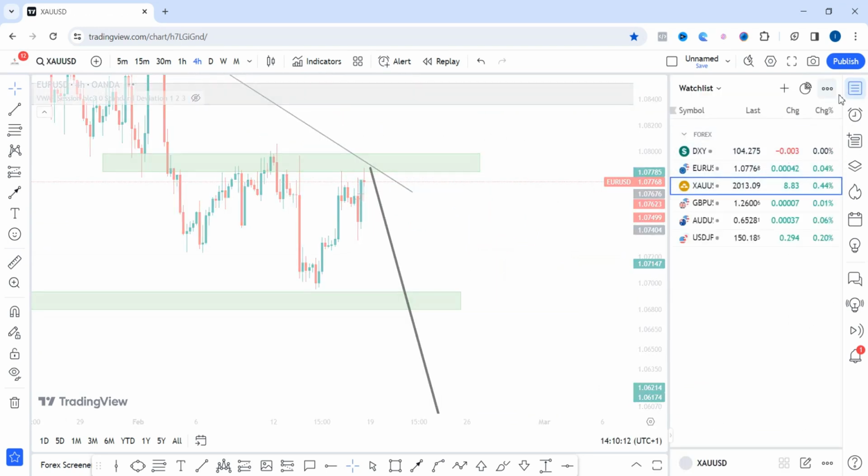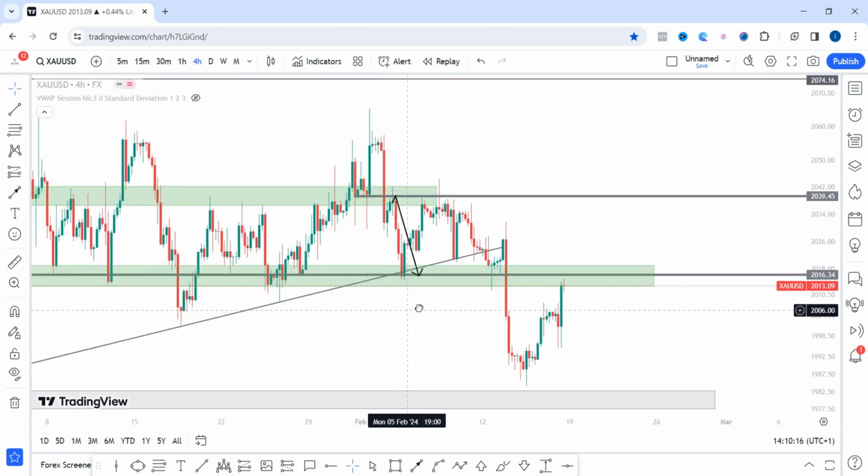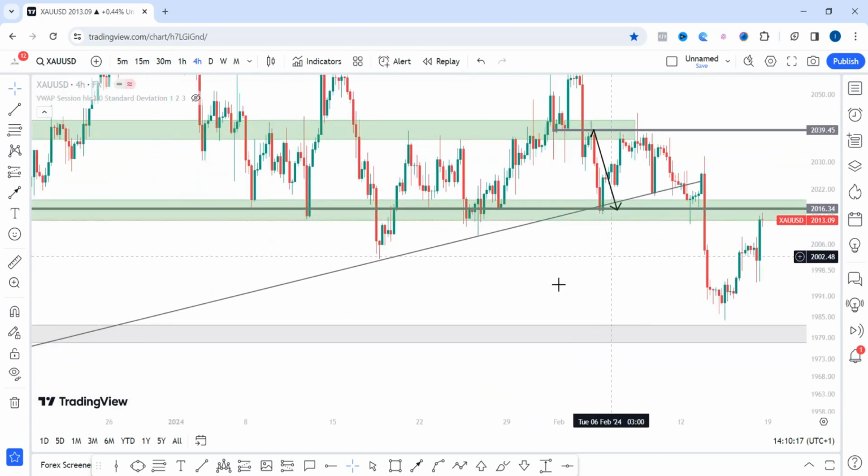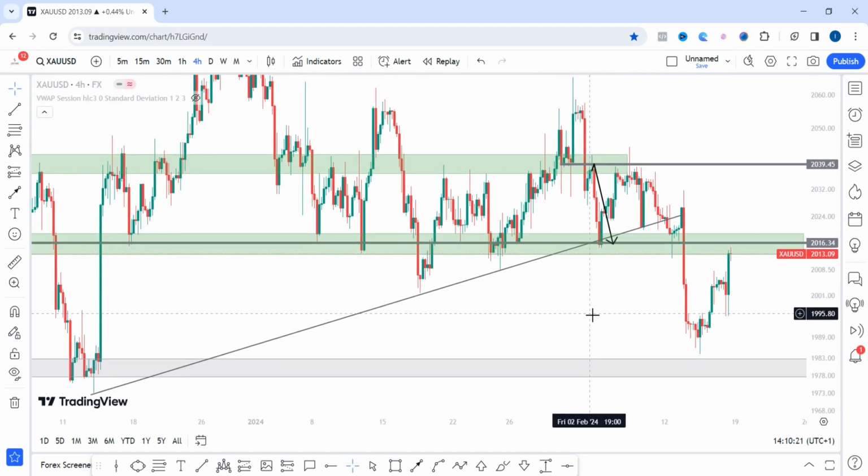Now let's look at gold. Now on gold, last week I called your attention to the fact that I'd like to see this trend line taken out. This is the 4-hour time frame on gold, by the way. Remember, last 2 weeks or last 3 weeks, I called your attention to the fact that gold is going to sell from here to here.